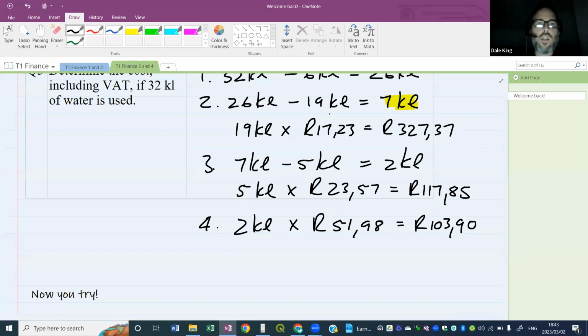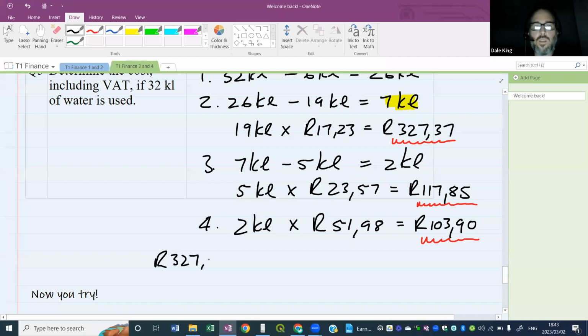Okay. So now what we have to do is add up all our charges. So we have the second tier's charge of 327 Rand 37, the third tier's charge of 117 Rand 85, and this last little bit of water in the fourth tier. So we need to add all these up. Okay, I'm not going to write it out. I'm just going to do it. In fact, let me write it out. Let's do it properly. So this is how you should set it up in the exam. You write it out now. You add them all up. We want to add that to 117 Rand 85 and add that to 103 Rand 90.